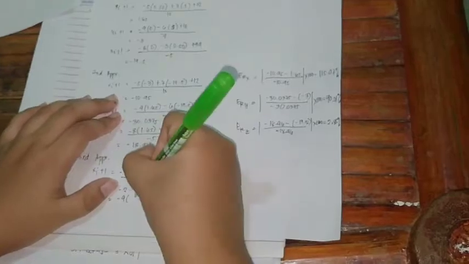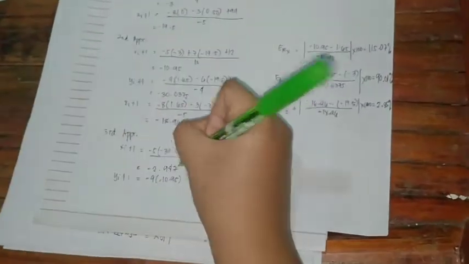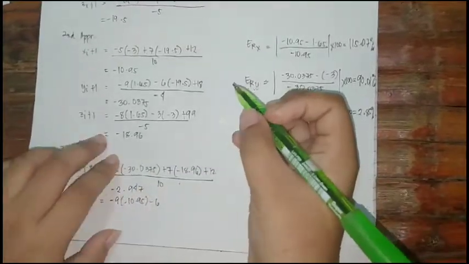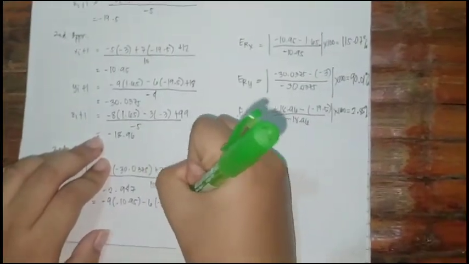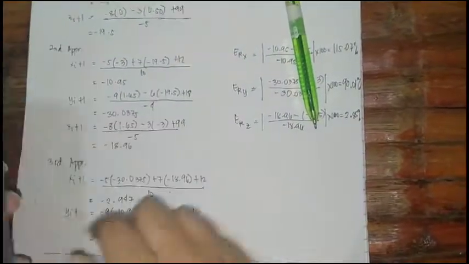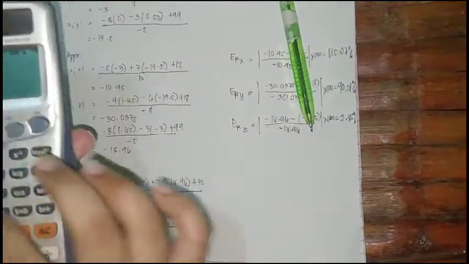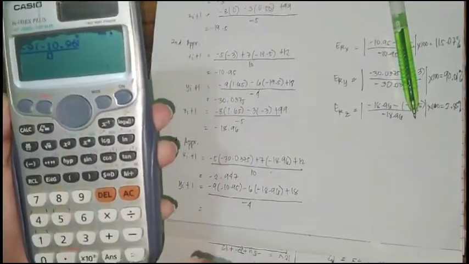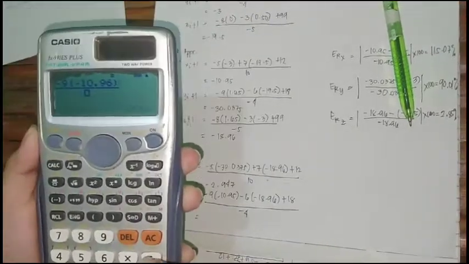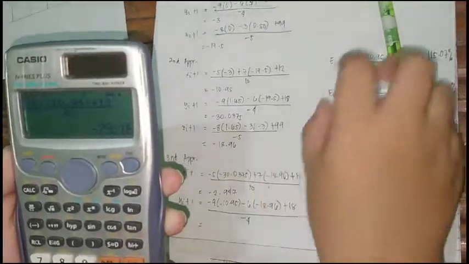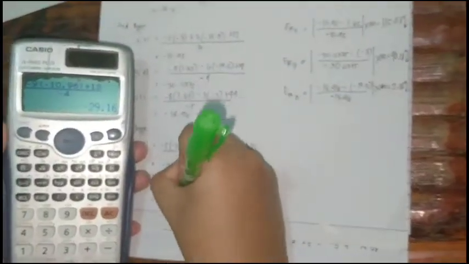Now for the y sub i+1, we're going to use negative 9 times x, which is negative 10.95, minus 6z, which is negative 18.96, plus 18, divided by negative 4. So we have negative 9 times negative 10.95 minus 6 times negative 18.96 plus 18, divided by negative 4, so we have negative 29.16.